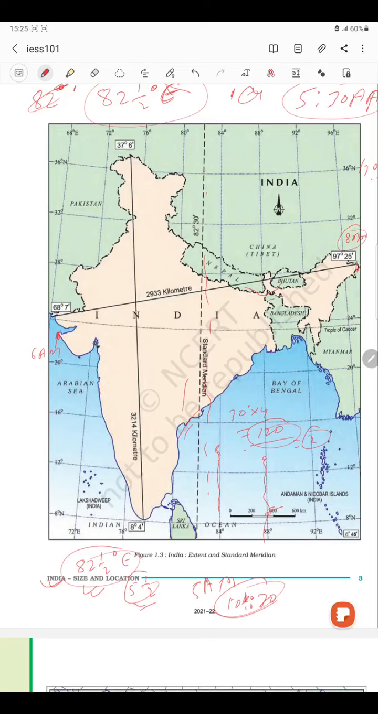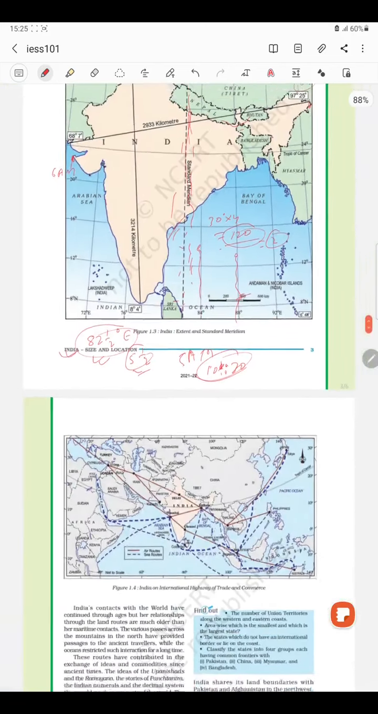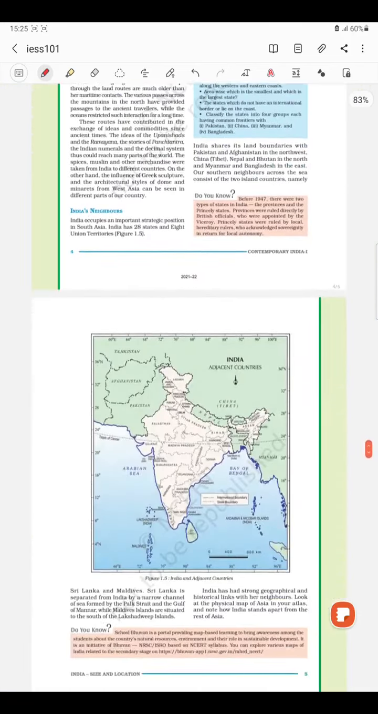But in India, the 82 and a half degree east longitude is considered the standard meridian. Clear? So in the whole country, the time is followed through this meridian. That's why it is called the standard meridian. Clear? Now come to the point here.